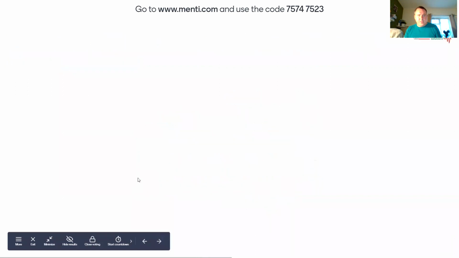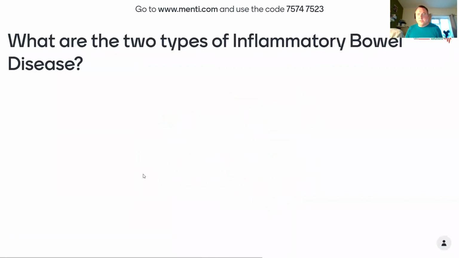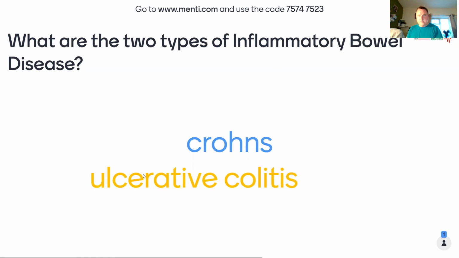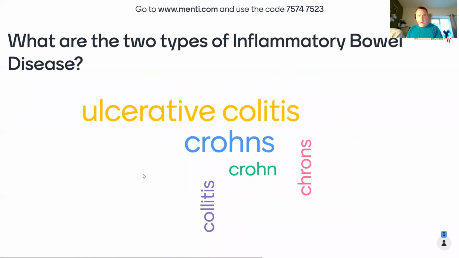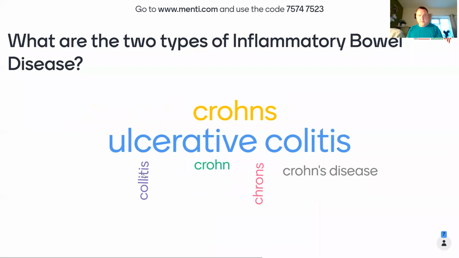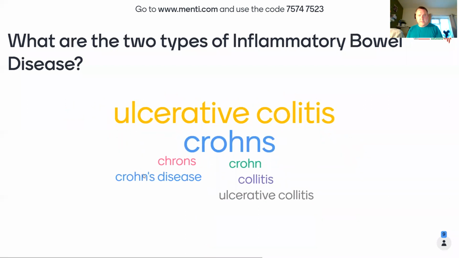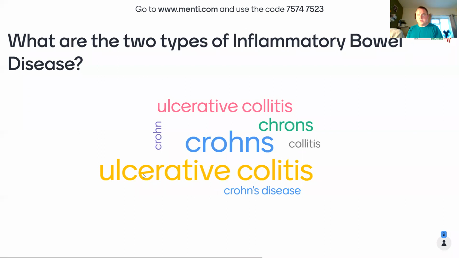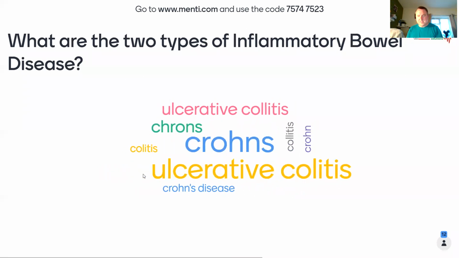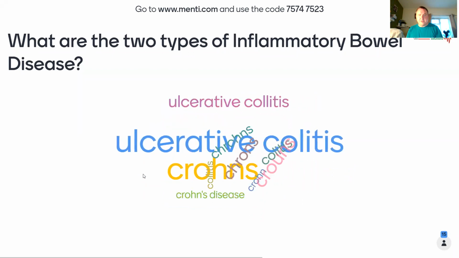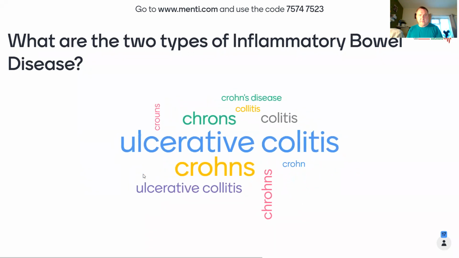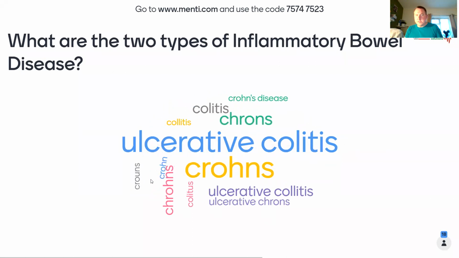So next question then. What are the two types of inflammatory bowel disease? Good. Colitis and Crohn's. Very good. Well done. I should have done that as a competition, shouldn't I? See who can answer first. Well done. Ulcerative colitis and Crohn's. The vast majority of you went for just different spellings of those. Everyone's got the right answer there.